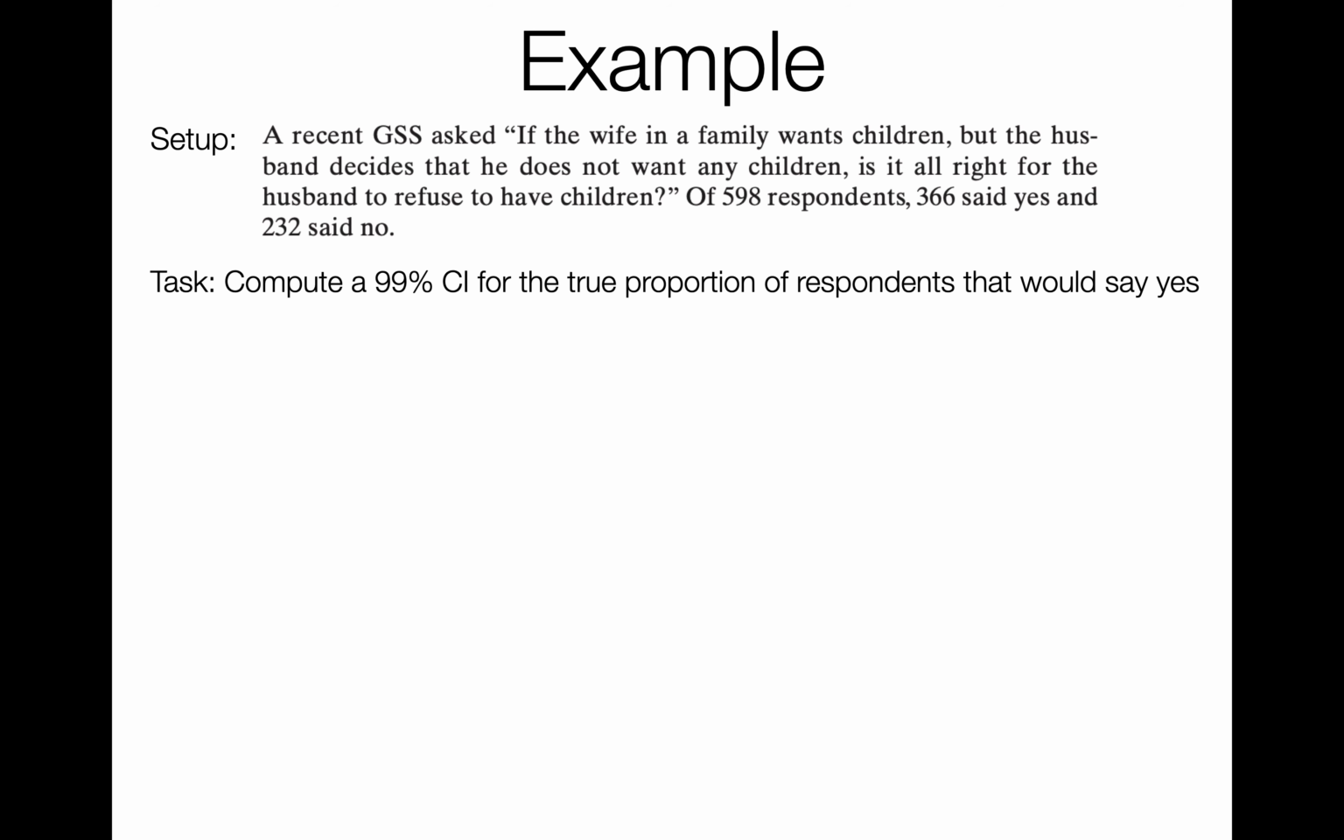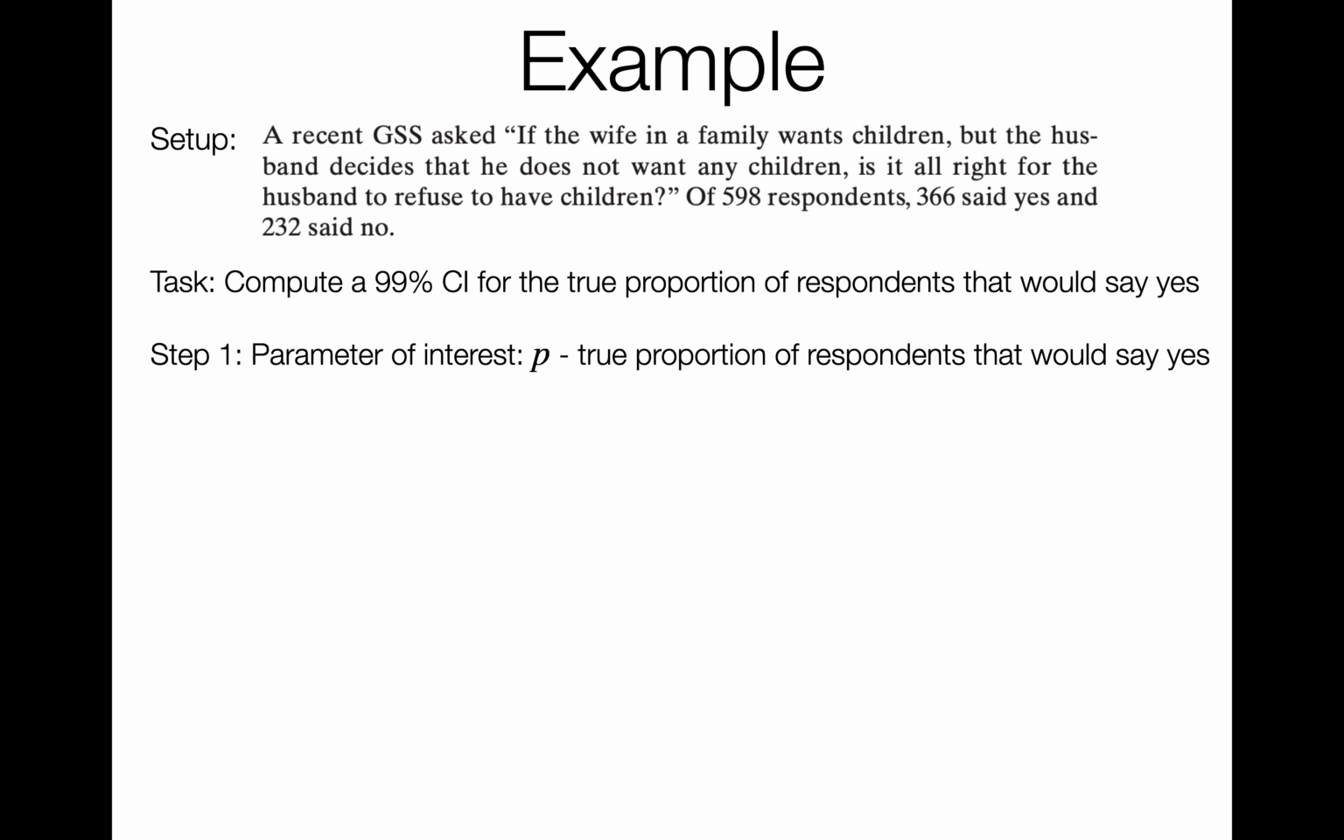So I'm going to take you through step by step what I'm looking for and what I want in these problems. The first step in any problem is to define the parameter of interest. When I say parameter of interest, this is what I'm trying to estimate. The confidence interval is a range of possible values that hopefully contain the truth. What truth am I looking for? I'm looking for p. And so here it's the true proportion of respondents that would say yes, of all Americans, not just the 598 respondents. So that's step one.